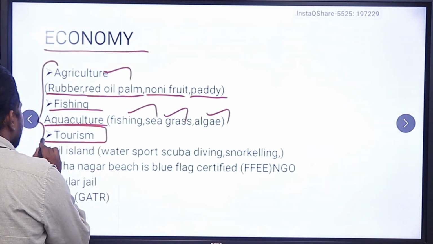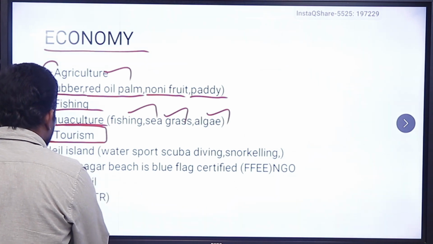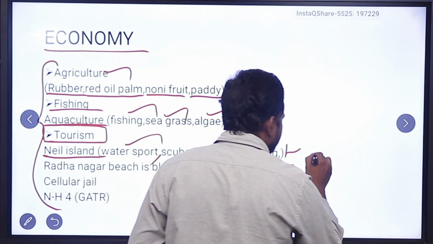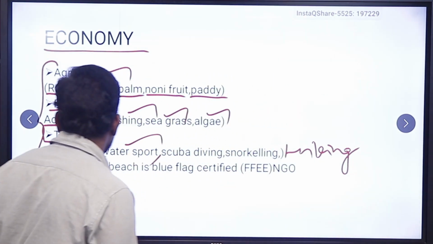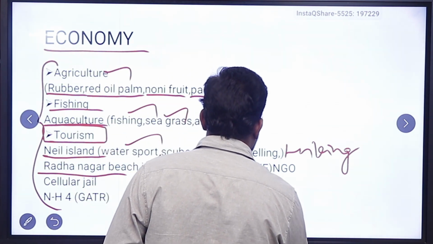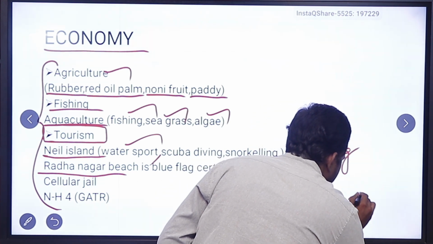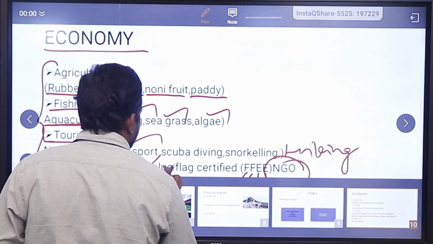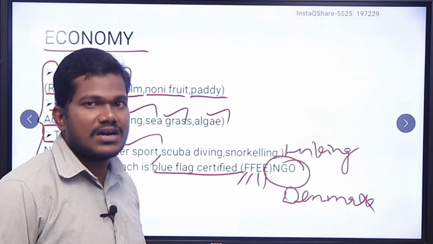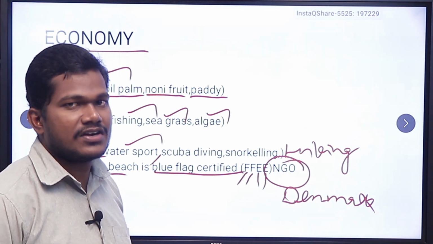While tourism is very important and one of the major sectors which contribute to the economy of the Andaman. Especially Neil Island is famous for water sports like scuba diving, snorkeling, hiking. Radhanagar beach in Andaman is certified by the Foundation for Environmental Education, a Denmark-based NGO, which certified the Blue Flag. Blue Flag certified means that the beach is very clean, accessible, and it provides safety. Nowadays, the Cellular Jail is the most popular attraction for tourists.